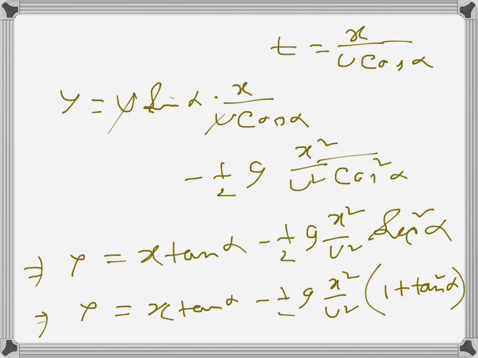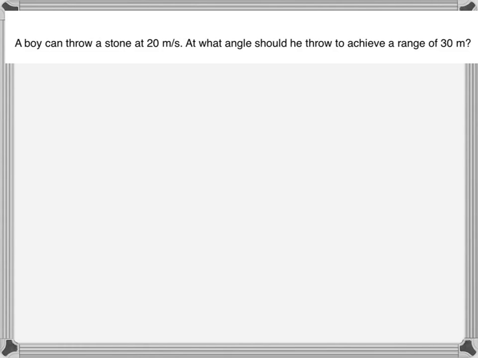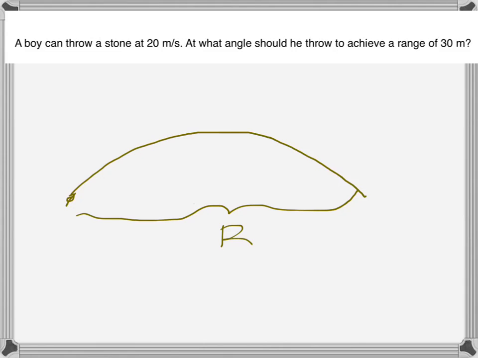We can write that. So if we do a problem now, let's say this one, the problem says a boy can throw a stone at 20 meter per second. At what angle should he throw to achieve a range of 30 meter? Range means when the thrown object comes to the same height from where it was thrown. So how much horizontal distance does it travel? That is the range in total. So it was thrown here from the ground, and when it comes to the same point, the horizontal distance is called range.